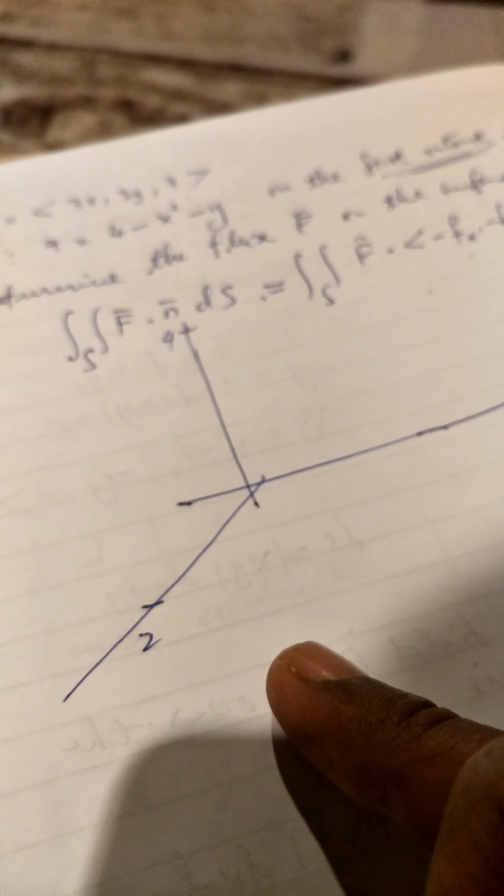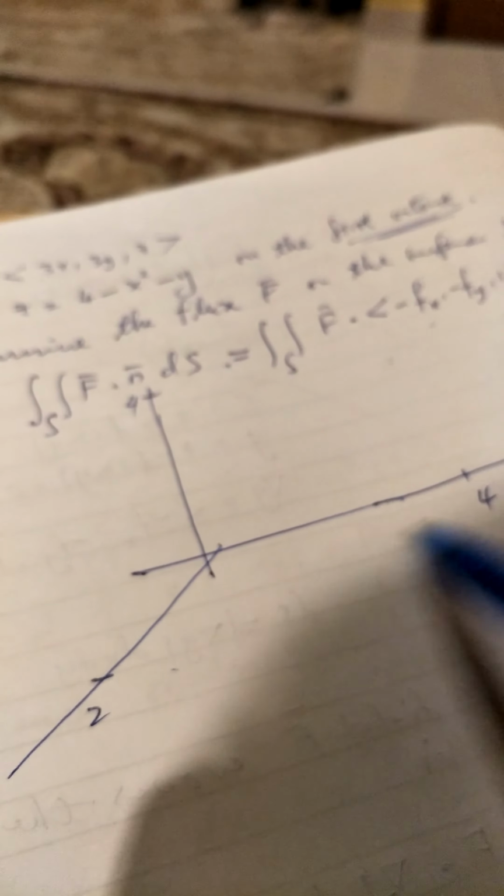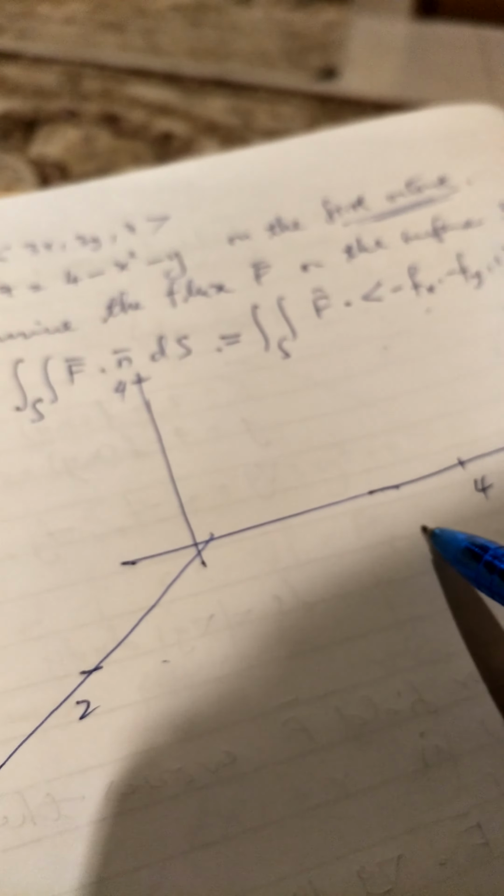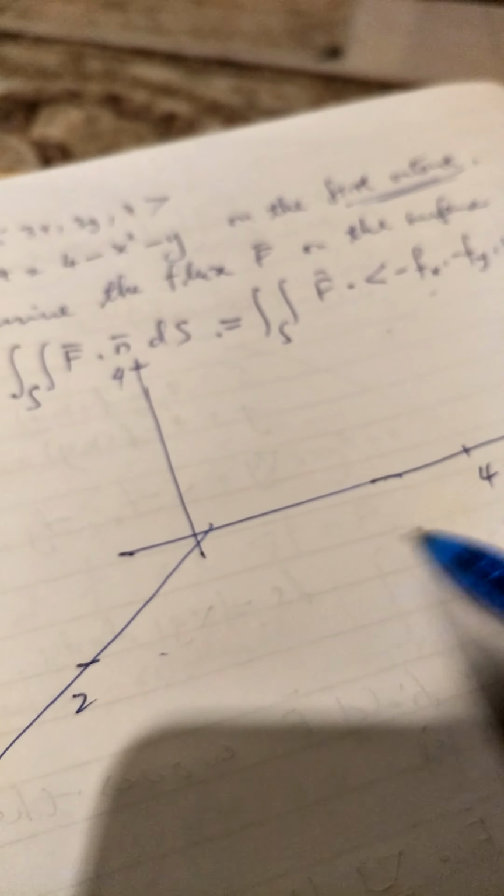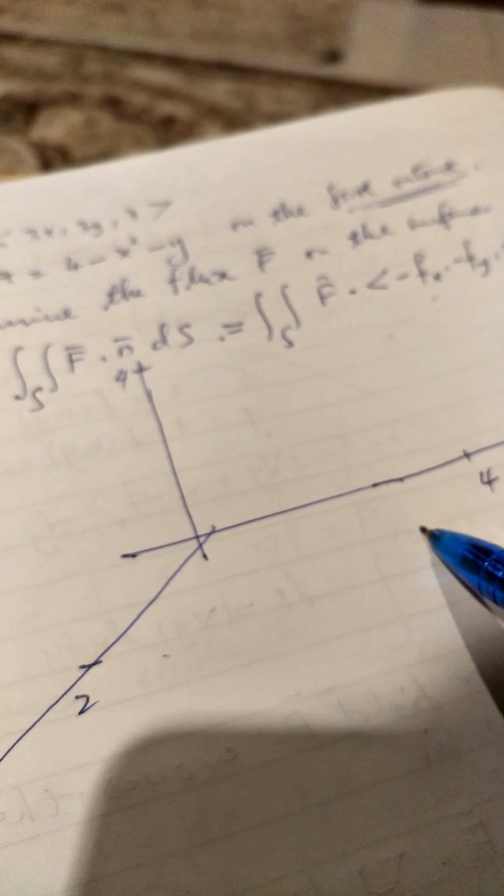Okay, first we consider on the axis, then we consider on plane. So we have 3 planes here, so you need to consider each of them. First, let's consider the xy plane. On the xy plane, z is 0.